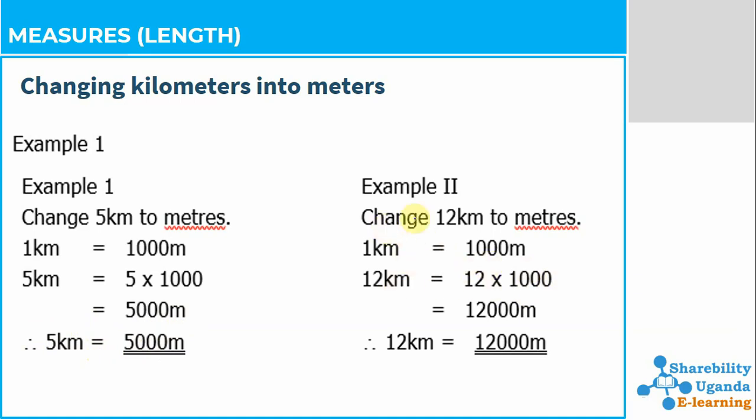They are telling us to change 12 kilometers to meters. So that means here we shall be able to have the concept that if you have 1 kilometer, which is equal to 1000 meters, then how about the 12 kilometers? So I shall say our 12 kilometers shall be equal to 12 times the 1000 meters. So we shall be able to come up with the meters.